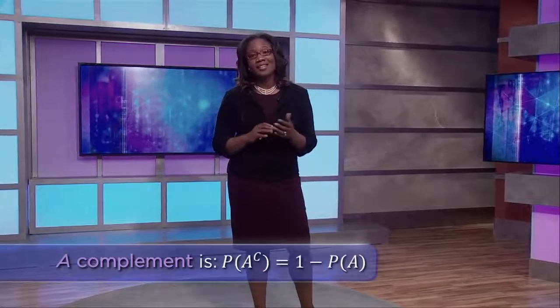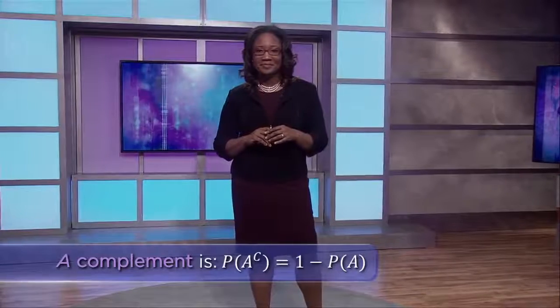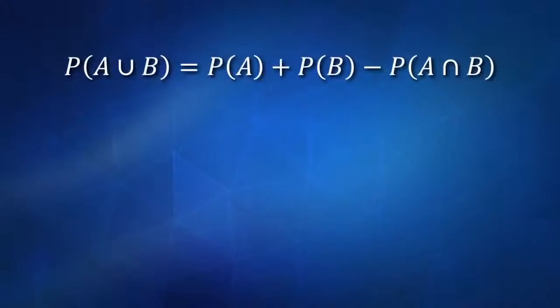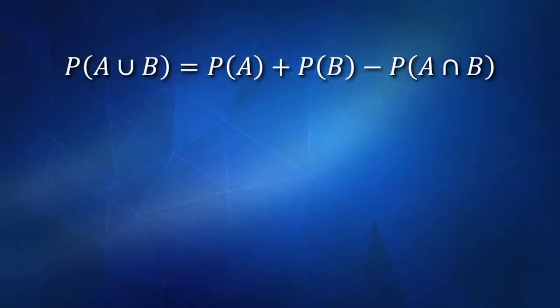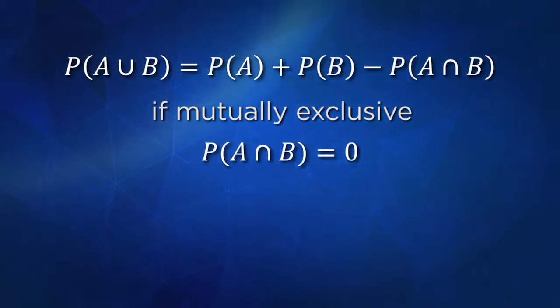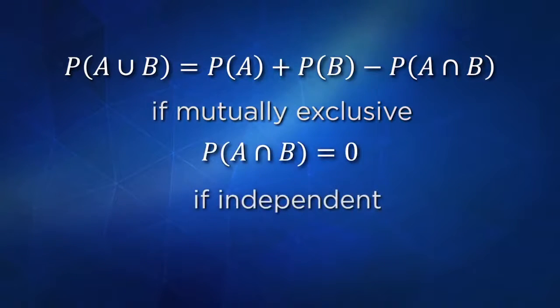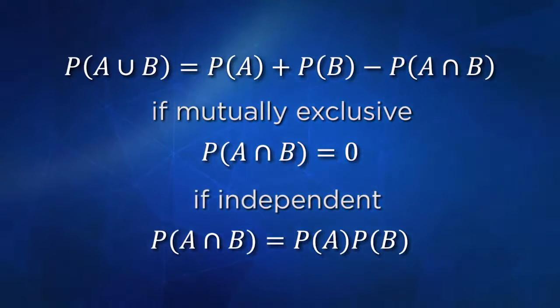Now, what about the probability of A not happening? We actually have a word for this, A complement. The probability of A complement is 1 minus the probability of A. More formally, if we're looking at the probability of a union of events, we saw in our example that the probability of A union B equals the probability of A plus the probability of B minus the probability of their intersection. Now, if they're mutually exclusive, the intersection has probability 0, which leads us to the last one. If A and B are independent, the probability of their intersection is the product of their 2 probabilities.